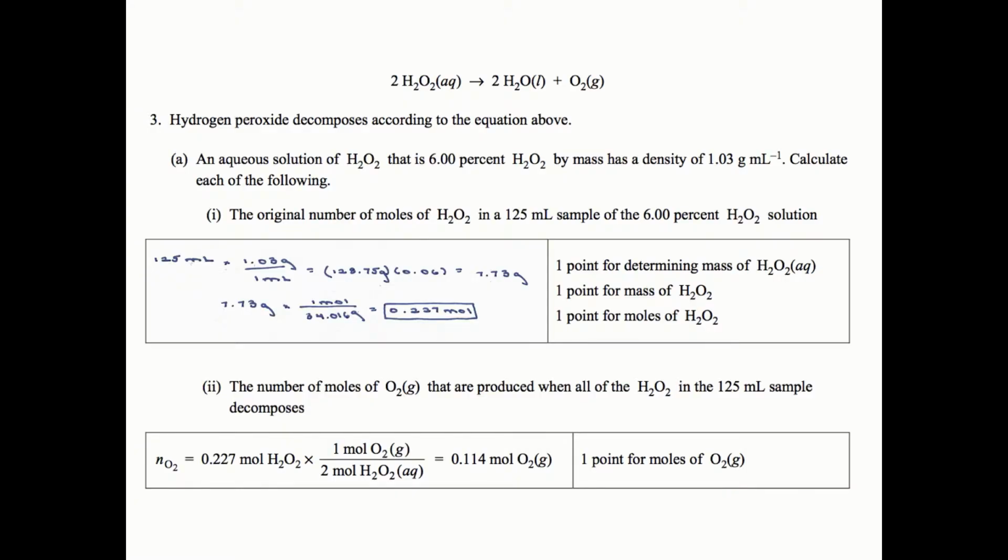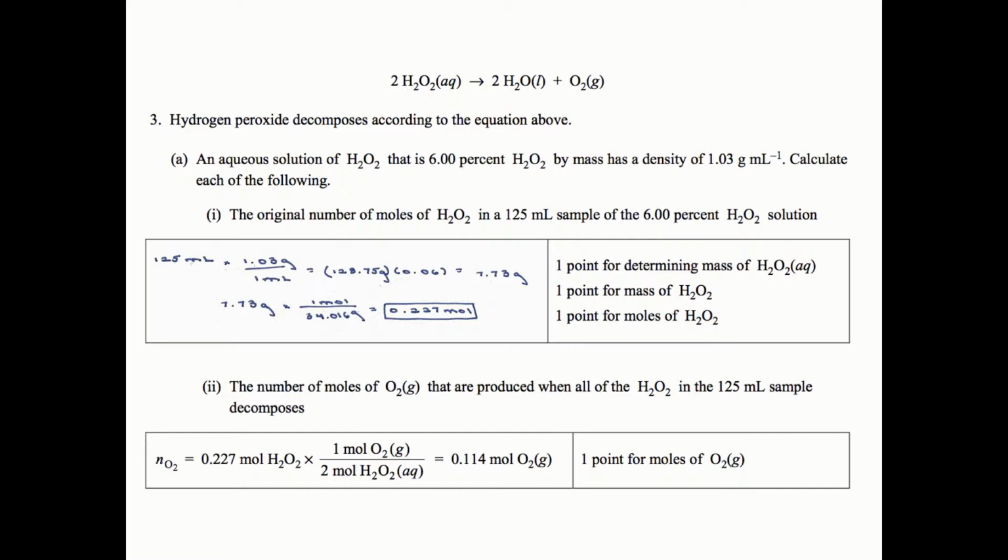All right, for this problem, it says hydrogen peroxide decomposes according to the equation above. An aqueous solution of hydrogen peroxide that is 6% hydrogen peroxide by mass has a density of 1.03 grams per mL. Calculate each of the following. The original number of moles of hydrogen peroxide in a 125 milliliter sample of 6% hydrogen peroxide solution.